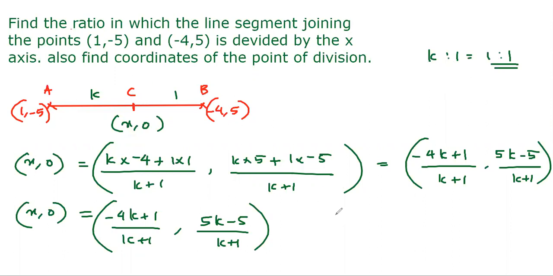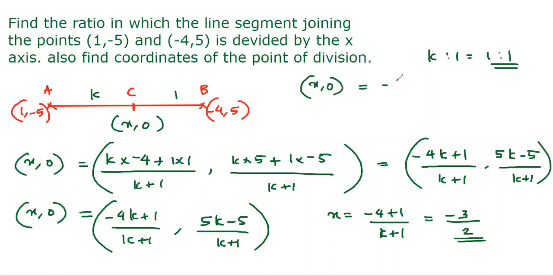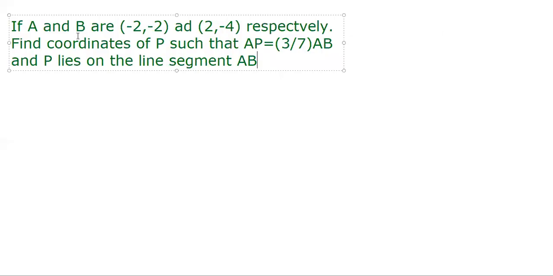So we can apply here x is equal to minus 4k plus 1, that is, k is already 1 here. So minus 4 plus 1 divided by k plus 1. Minus 4 plus 1 is minus 3, divided by k is 1 here, so 1 plus 1, 2. So the point of division, that is x0, will be equal to minus 3 by 2, 0. So the ratio of division is 1 is to 1 and the point of division is minus 3 by 2, 0.